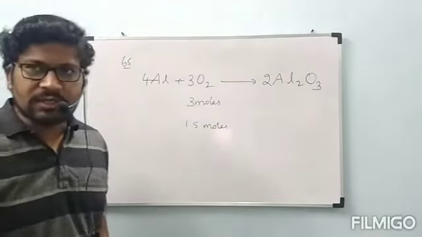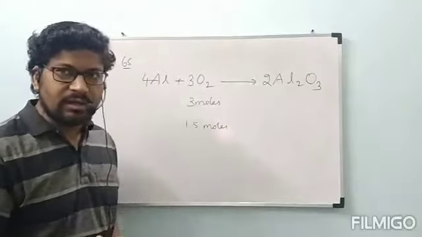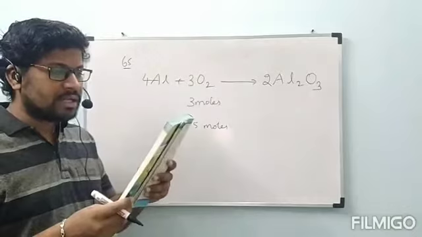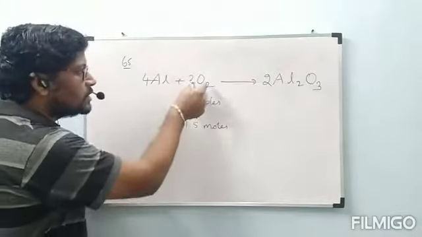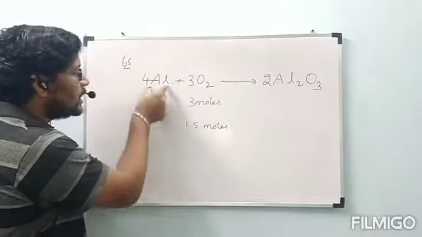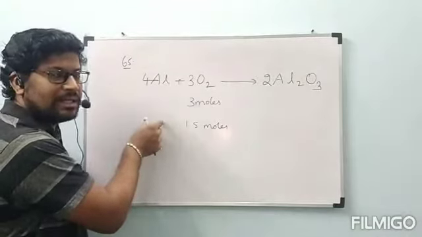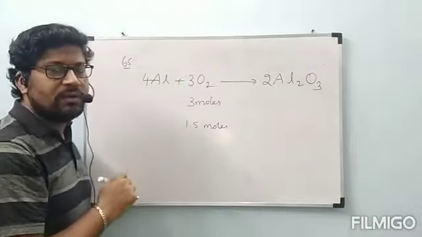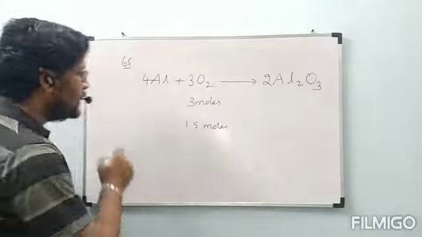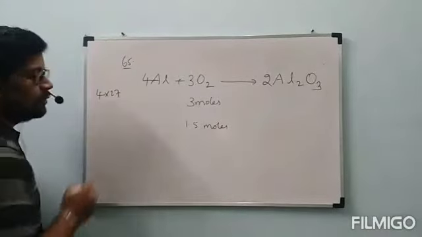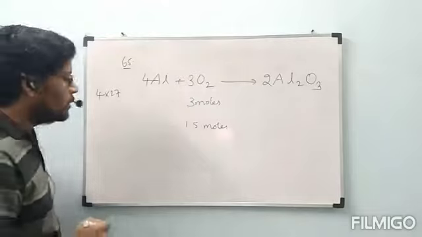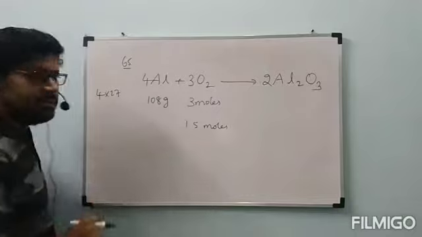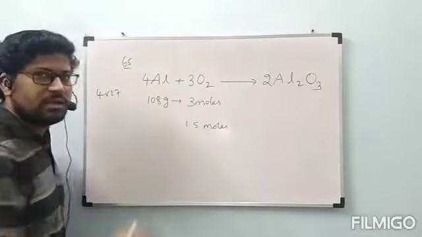First, according to the stoichiometric equation, we will write this. After that, what is the required thing we have to write? Next, the mass of aluminum that reacted. They gave oxygen in terms of moles, but aluminum they asked in mass. So here, according to the mass, it is 4 moles, 4 into 27 grams, which is 108 grams. 108 grams of aluminum reacts with 3 moles of O2.